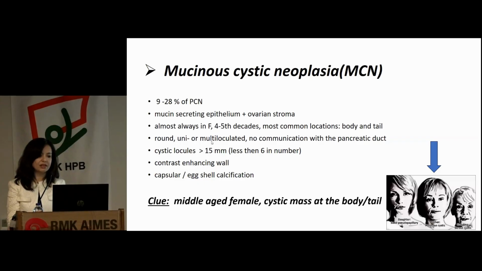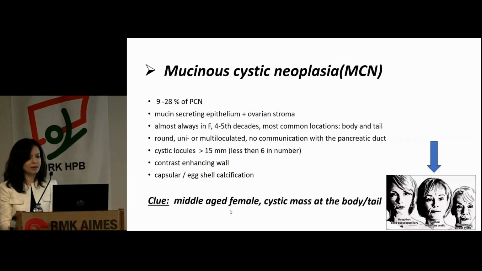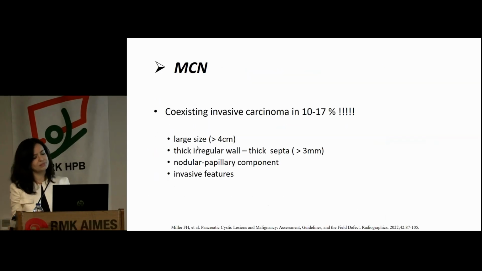They will have multiloculated, mostly unilocular, different from microcystic SCNs. There will be few septa inside with larger locules. Contrast enhancing wall and smooth outer wall will help in the differential diagnosis. The clue is middle-aged female cystic mass in the distal part of the pancreas.